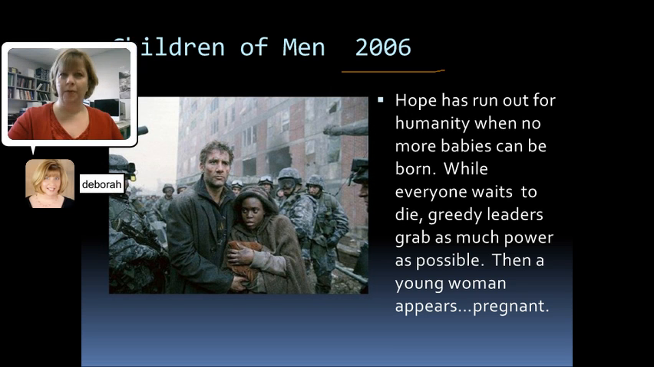Children of Men is one of the more recent films that fits the dystopian genre. It came out in 2006 and starred Clive Owen, and it features a film where no more babies are being born, and everyone has basically gone into a complete sense of despair. There's a massive power grab for whatever is left, and then finally this young woman appears out of nowhere, and she's pregnant. And the rest of the film is the battle for who's going to control this woman and what's going to happen to the rest of humanity.